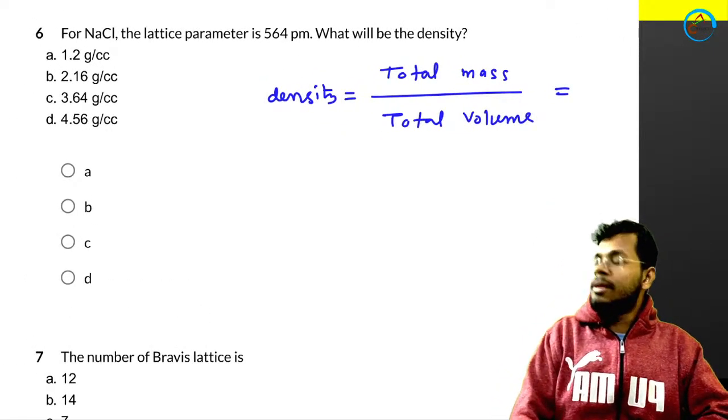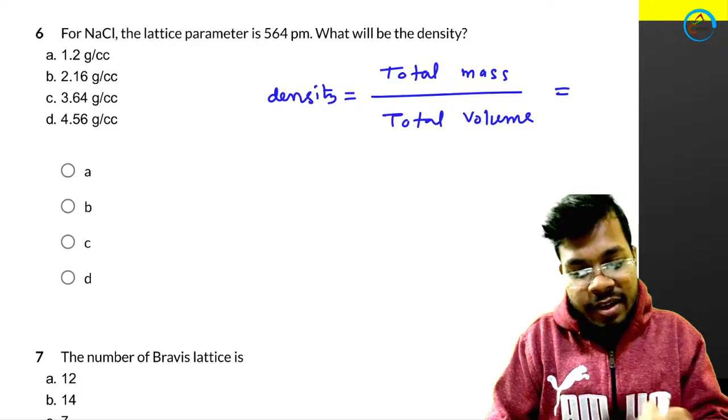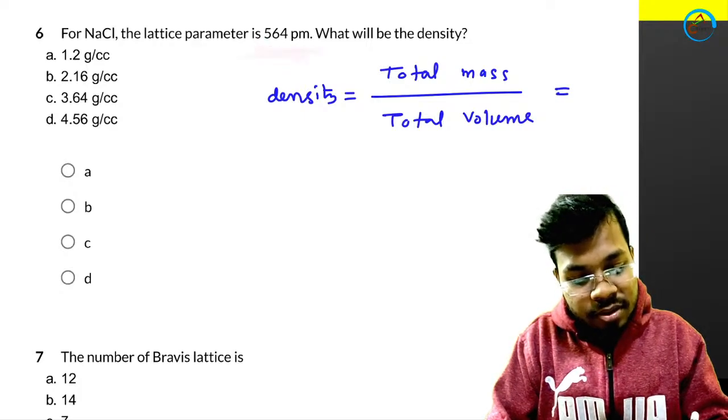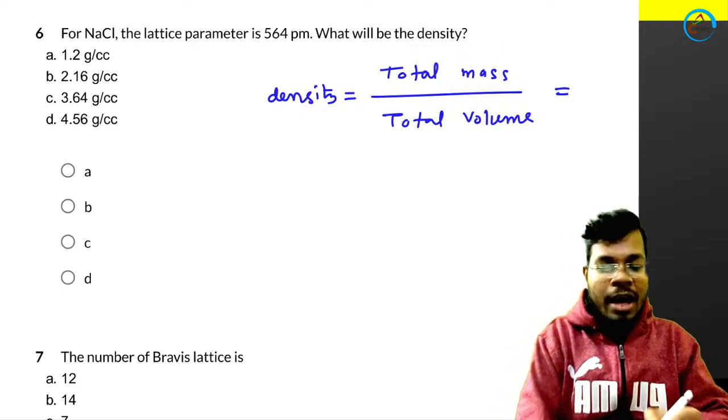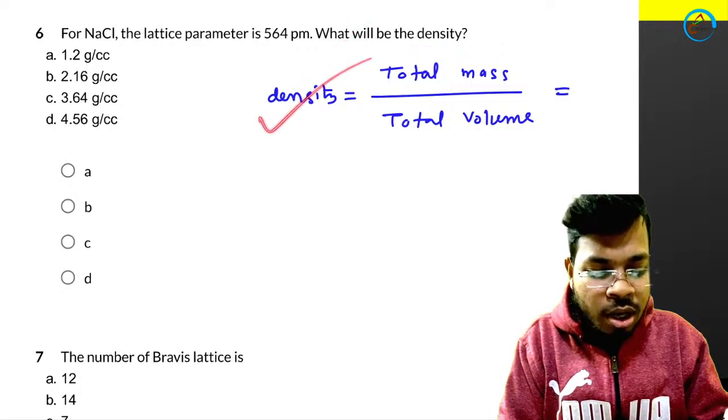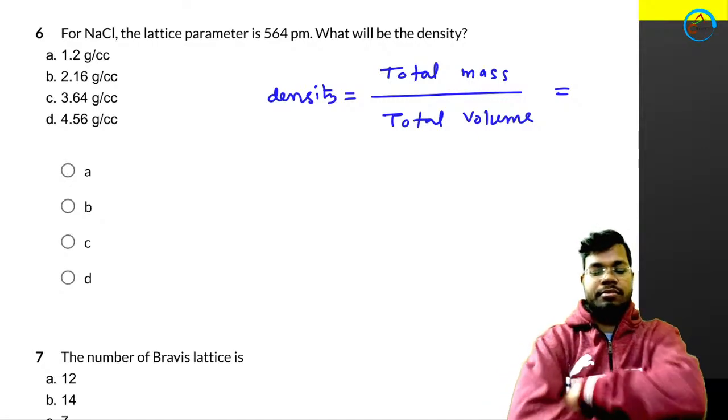For NaCl, the lattice parameter is given as 564 picometer. What will be the density? So I am giving you the formula. Density equals total mass divided by total volume.